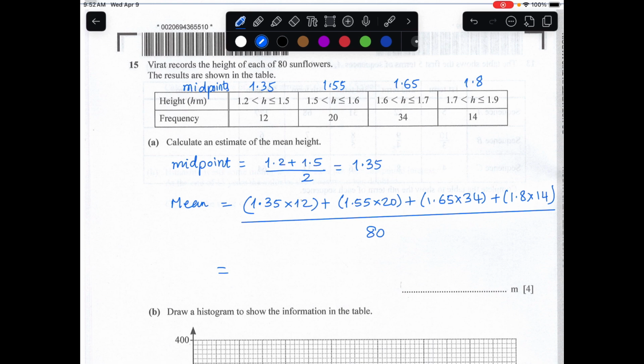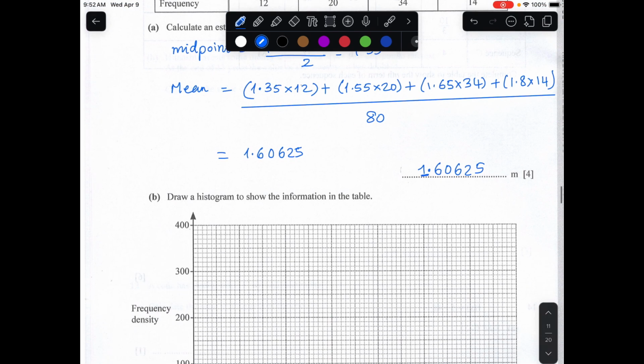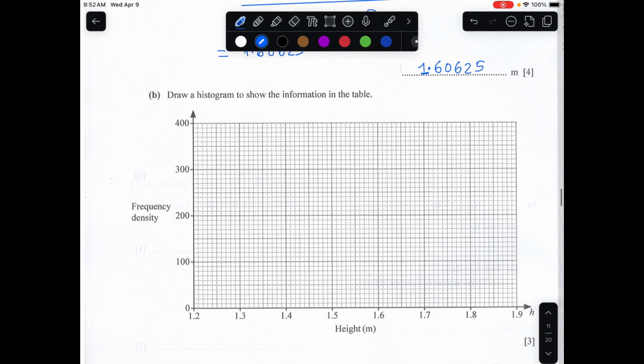This gives me 1.60625. You do not round any of it. Write down everything you see on the calculator. Yeah, never round the mean. Now we need to draw a histogram using the table above.